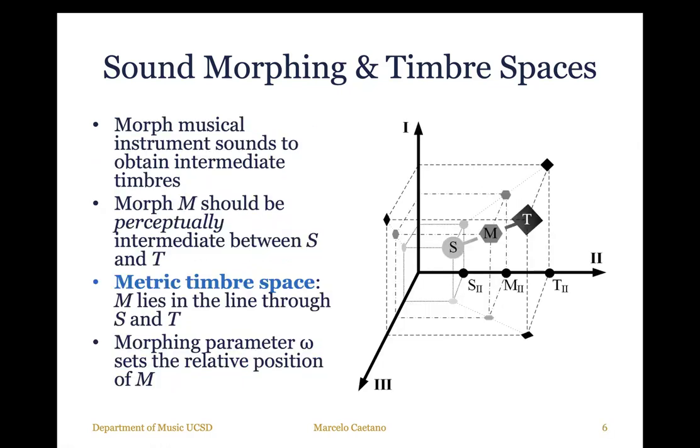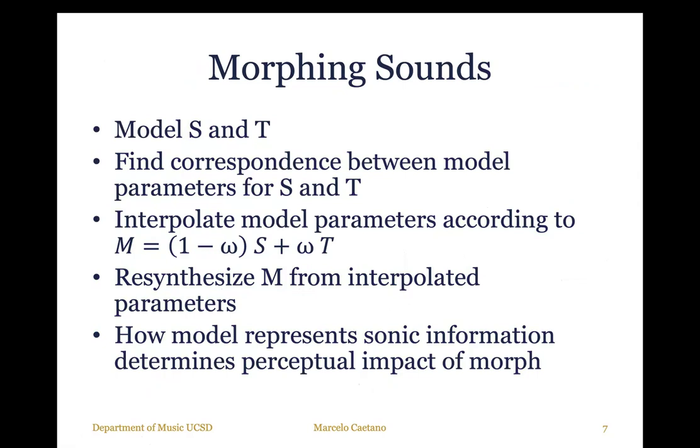Thinking again about sound morphing in the context of timbre spaces, when we morph musical instrument sounds, the aim is to obtain intermediate timbres, such that the morph should be perceptually intermediate between source and target. Now, in a metric timbre space, M is placed as we see here in the figure, on this line going through the source and target sounds, and the morphing parameter just sets the relative position of M, how far it is from the source and target sounds. So this is how sound morphing usually happens.